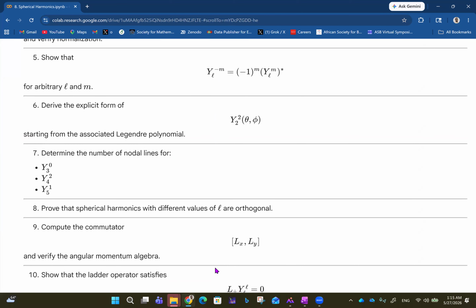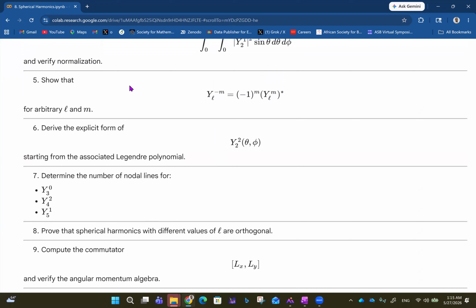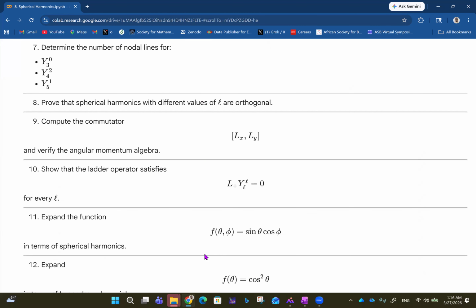Then you have 5 to, I think we can show 5 to 9 here. Show that Y_L,−M is (−1)^M Y_LM star for arbitrary L and M. Derive the explicit form of Y_22(θ, φ) starting from the associated Legendre polynomial. Determine the number of nodal lines for this. Prove that the spherical harmonics with different values of L are orthogonal. Okay, I think we saw things like this before. So when the values are different, it's orthogonal, their integral from minus 1 to 1 goes to 0. But if they are the same, you get some other value.